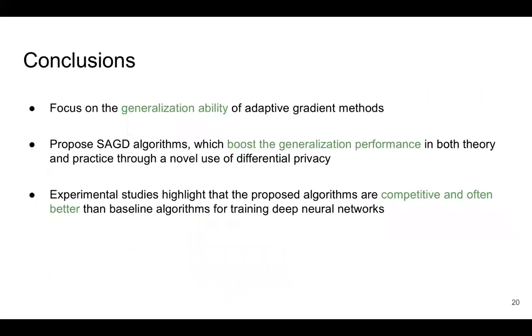So this is the conclusion. This paper focused on the generalization ability of adaptive gradient methods, and they propose the SAGD algorithm to boost the generalization performance in both theory and practice through the use of differential privacy. And their experiments show the proposed methods are competitive and often better than the baseline algorithms. Okay. Any questions?